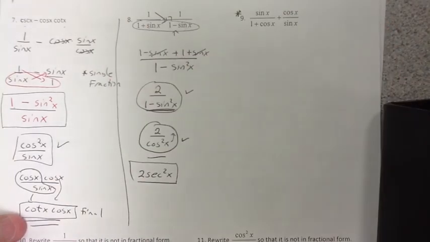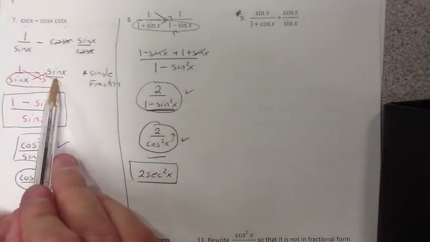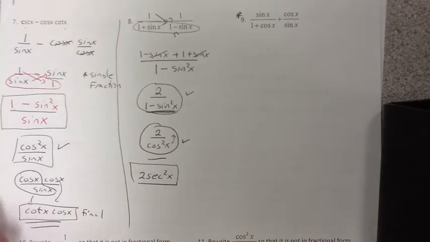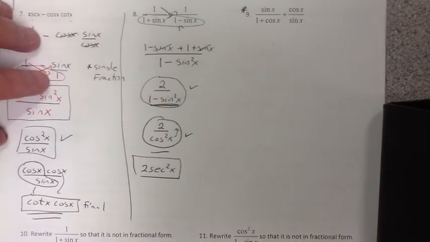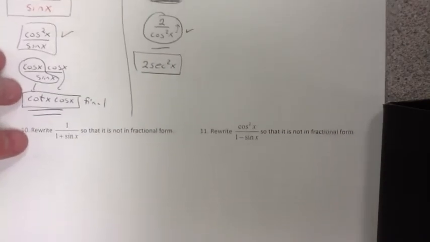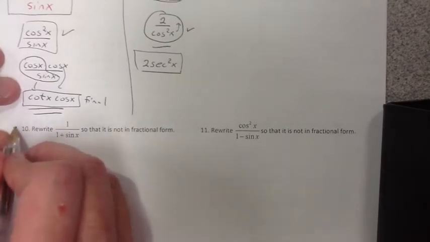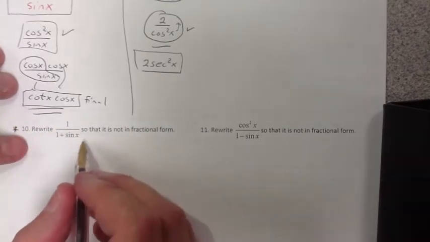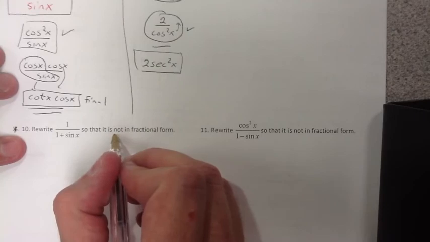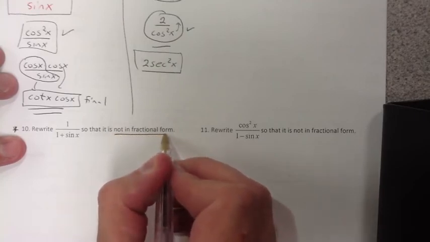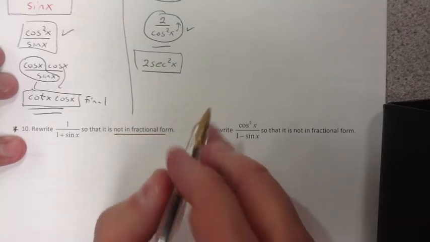So what I would like you guys to do, before you come in, try number 9. Same way as number 7 and 8, you're going to need a common denominator. And I want to try number 10 with you real quickly. Now 10 is a very important one for us, because for number 10 they say we don't want to write this in fractional form. So we want to get rid of the fraction basically.